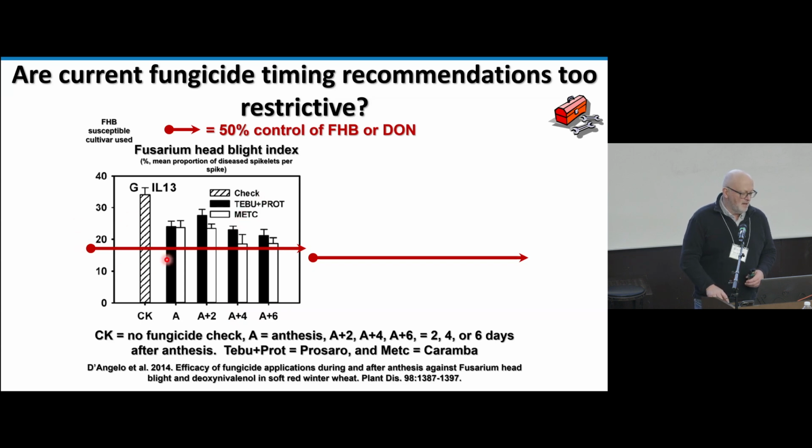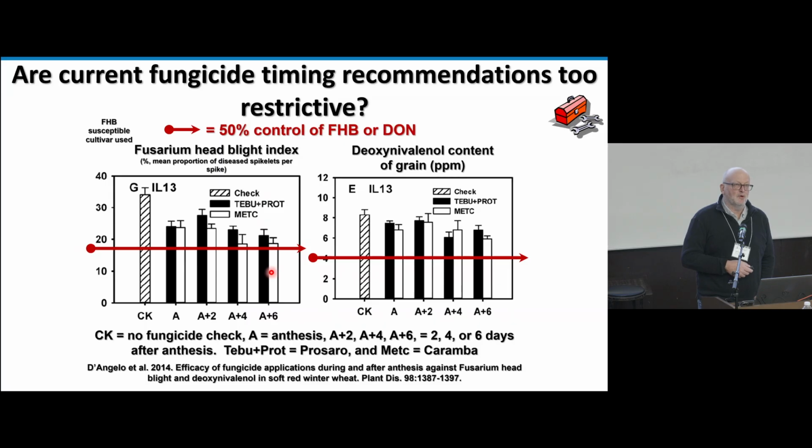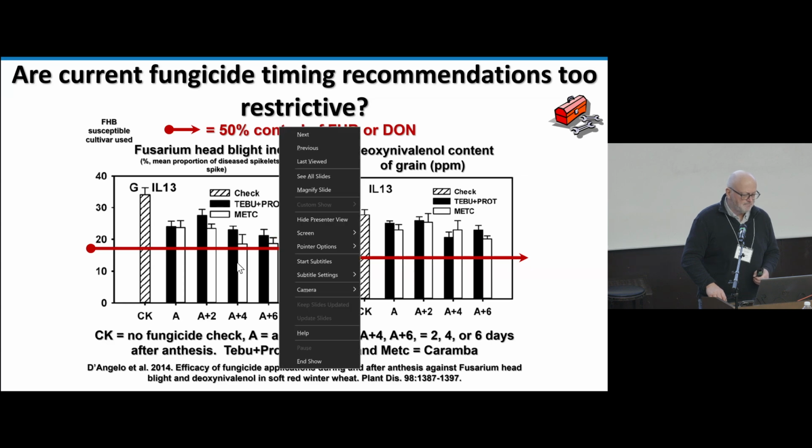And you can see anthesis was our ideal timing. But you can see with some of the later applications, including at 4 and 6 days, you weren't paying a penalty. In fact, there was some suggestion you were getting better suppression of Fusarium head blight, and a very similar picture for DON. The red lines in both those pictures show you the point where you'd be getting at 50% control. So we're not even approaching 50% control in those studies.